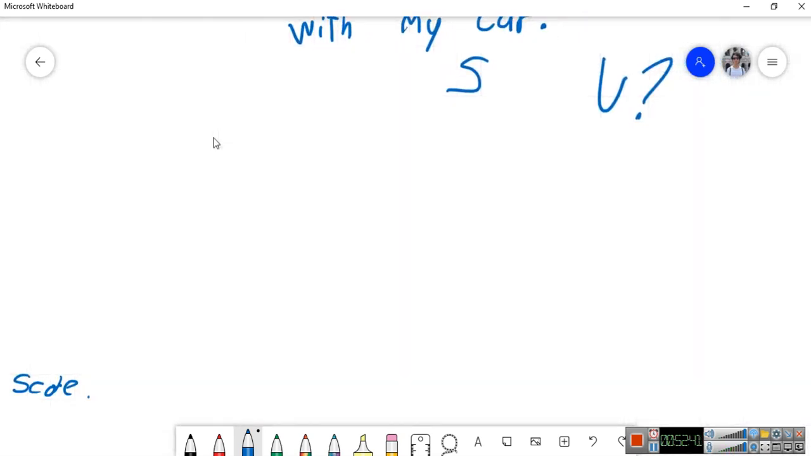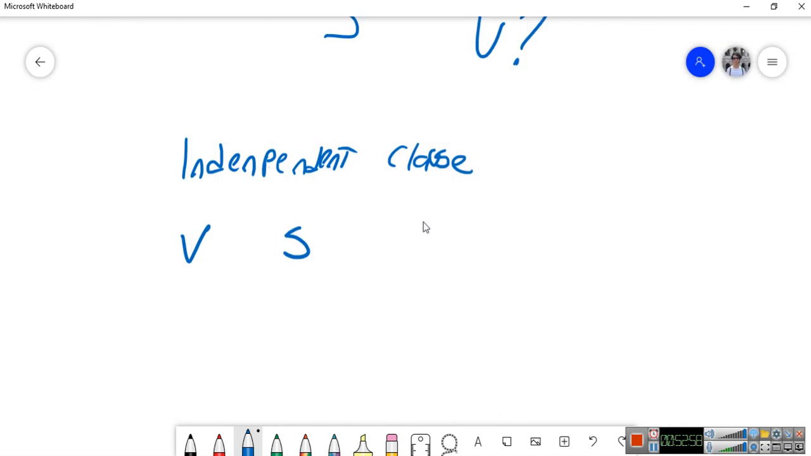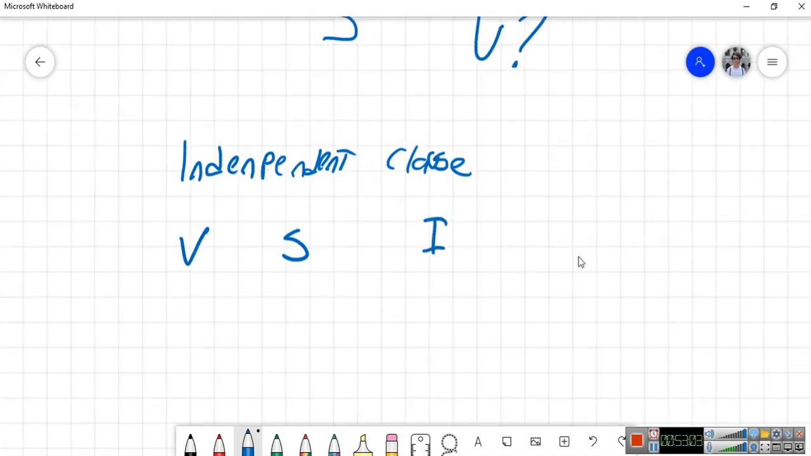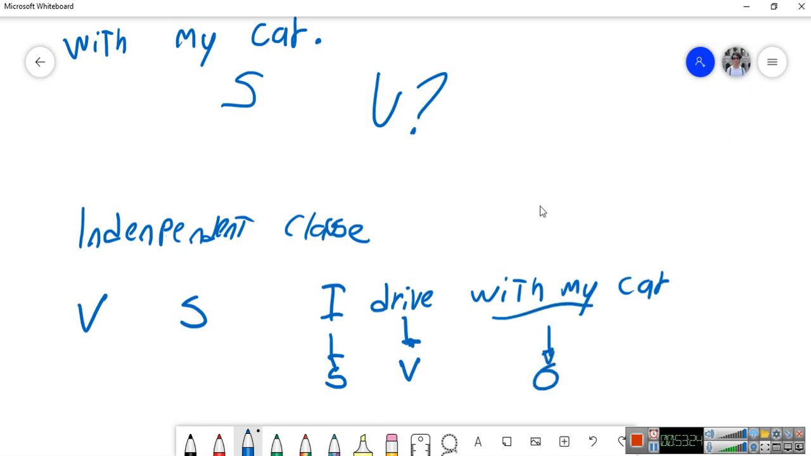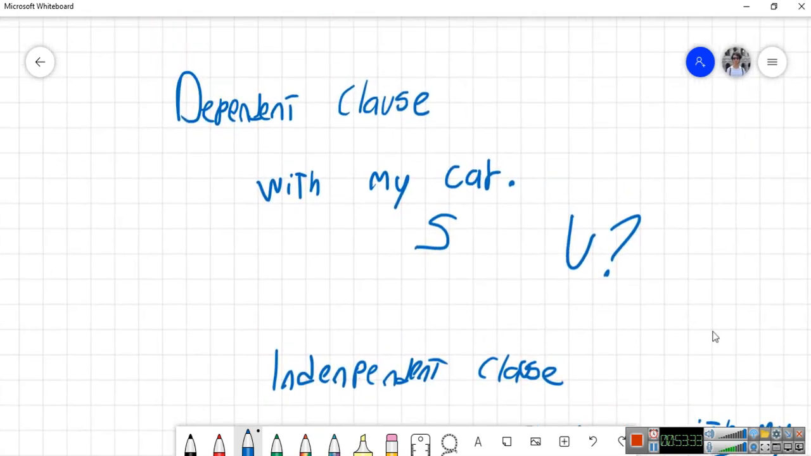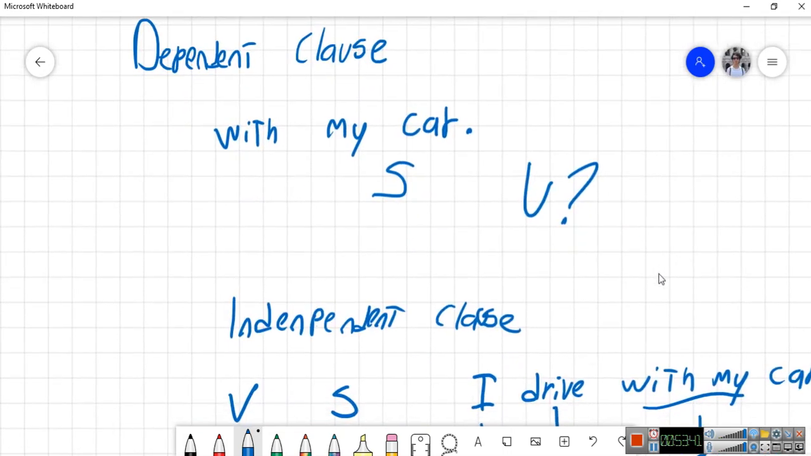On the other hand, we also have an independent clause. An independent clause has a verb and a subject. And let's make an example about that. Let's make it similar: "I drive with my car." So notice, here I have my subject, here I have my verb, and here I have my object. I drive with my car. I can simply say this and you will very easily understand me. However, if I say "with my car," this is a dependent clause. It's dependent on more information. Is that clear, Nubia? It's clear, teacher.